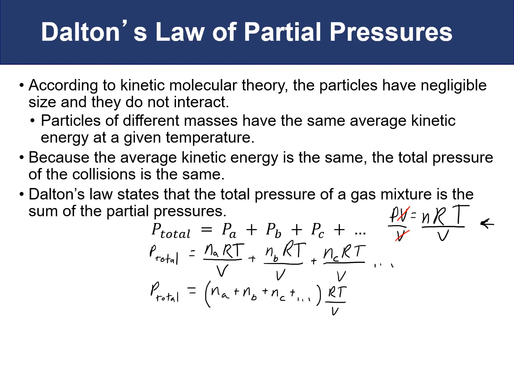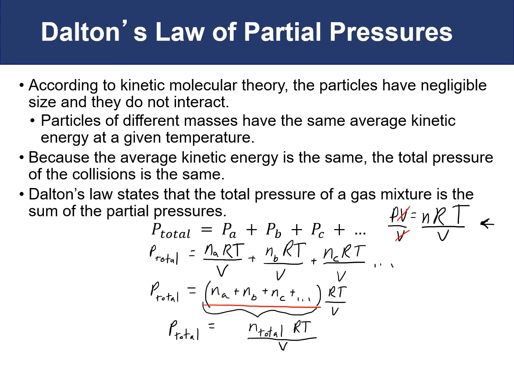So this sum here, what's within the set of parentheses, we're essentially adding all the moles together. So this component here is the total number of moles. So our pressure total, because it's comprised of the pressures or the force exerted on the side of the container of each one of our subcomponents, is equal to the total number of moles times RT over V.